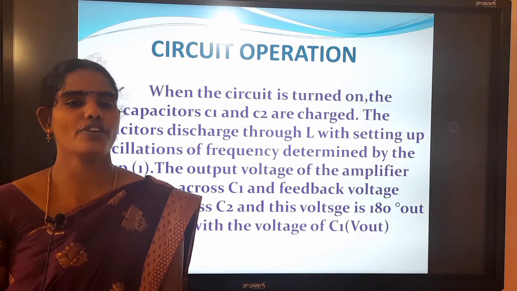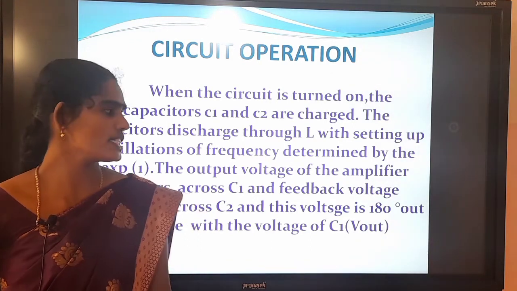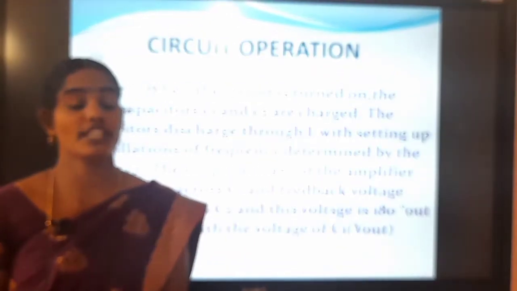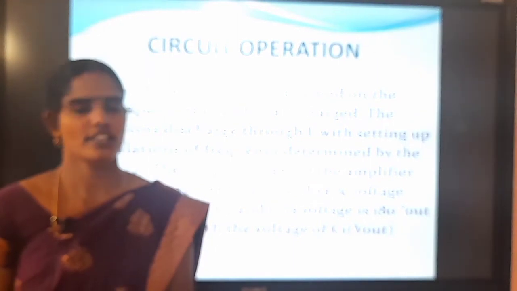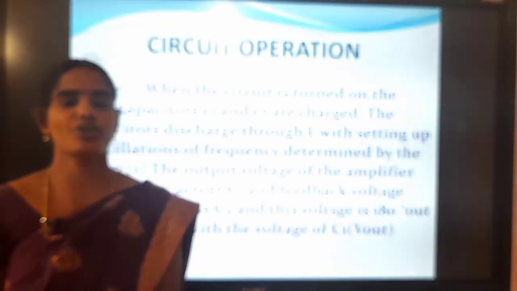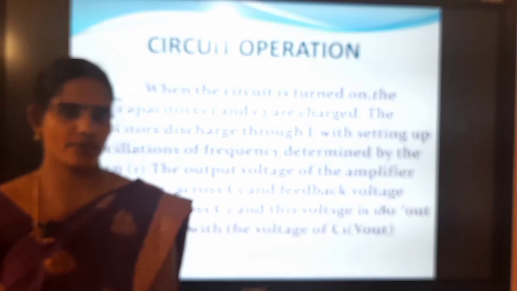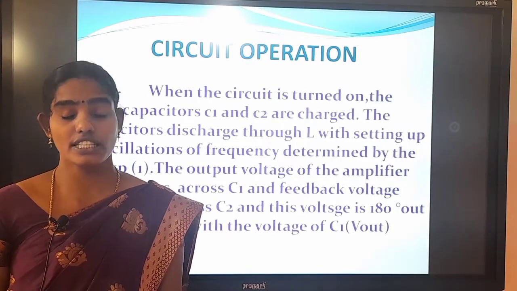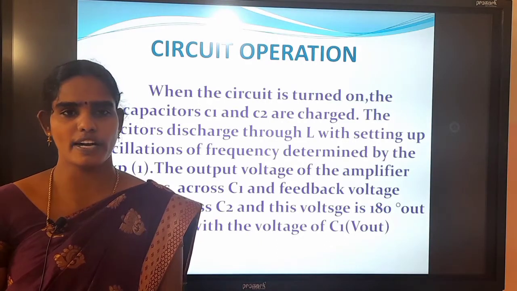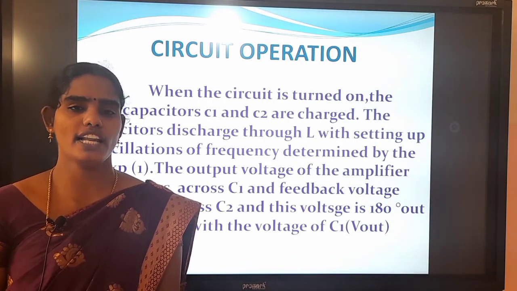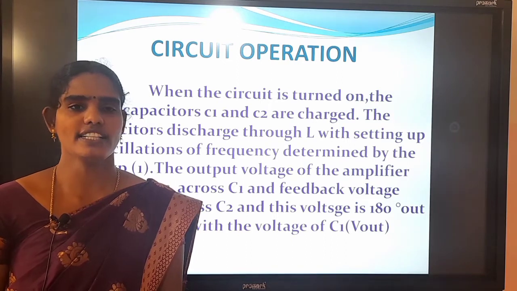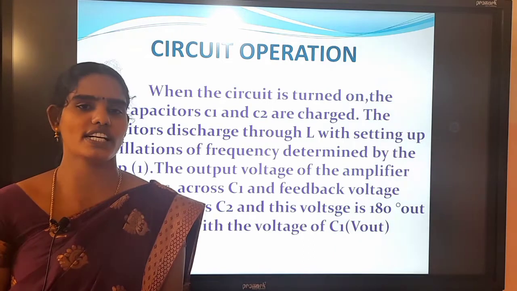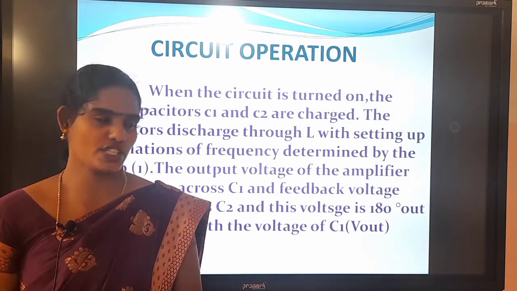The voltage of the amplifier appears across the capacitor C1 and the feedback voltage appears across C2. This feedback voltage is out of phase with the voltage of C1. A phase shift is produced by the amplifier and a further phase shift of 180 degrees is produced by the C1 C2 L voltage divider. In this way, the feedback signal is properly phased to produce a continuous undamped oscillation.